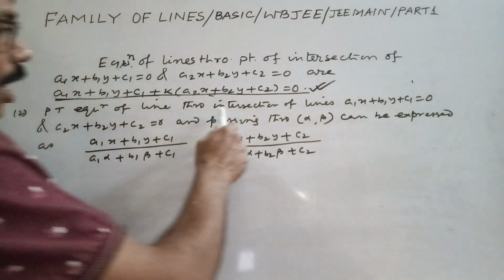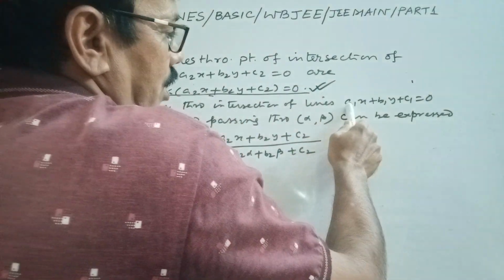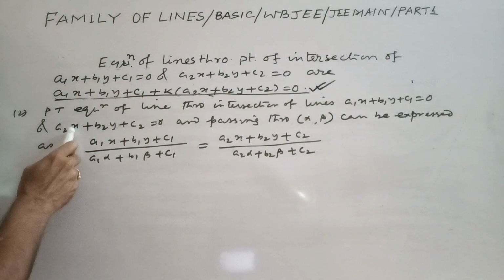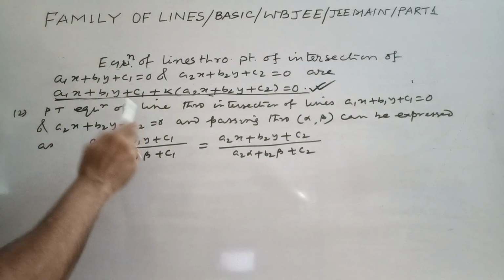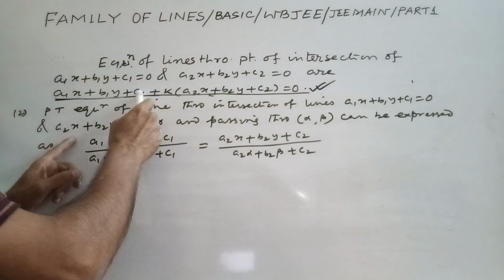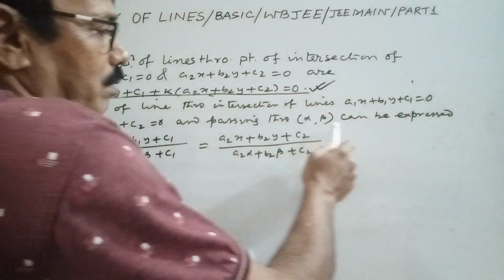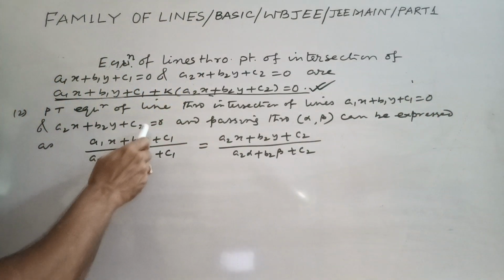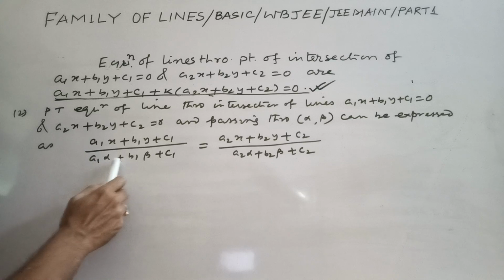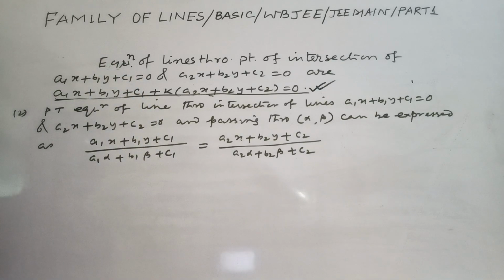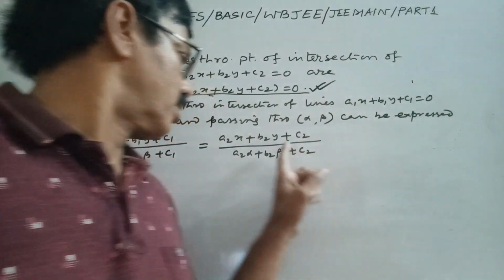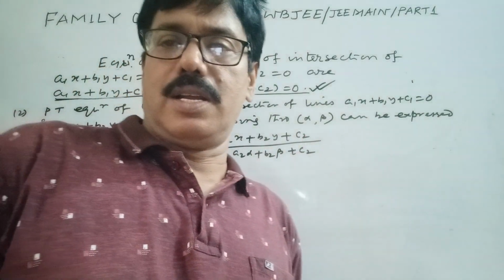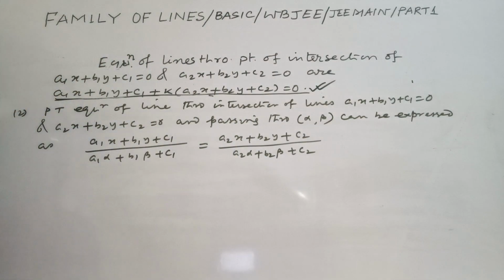Prove that the equation of the line through the intersection of the lines a1x plus b1y plus c1 equals 0 and a2x plus b2y plus c2 equals 0, and passing through (alpha, beta), can be expressed as (a1x plus b1y plus c1) by (a1 alpha plus b1 beta plus c1) equals (a2x plus b2y plus c2) by (a2 alpha plus b2 beta plus c2).